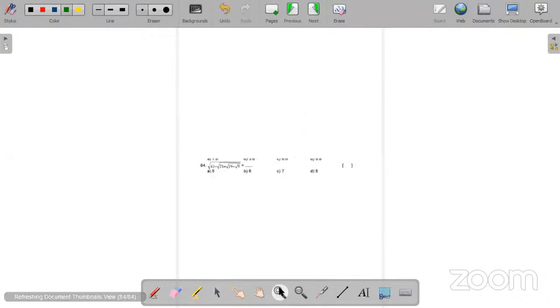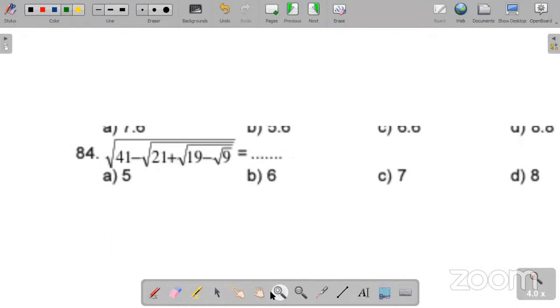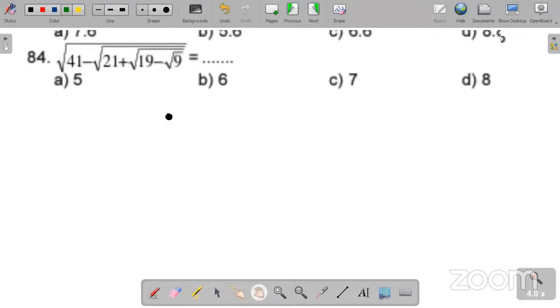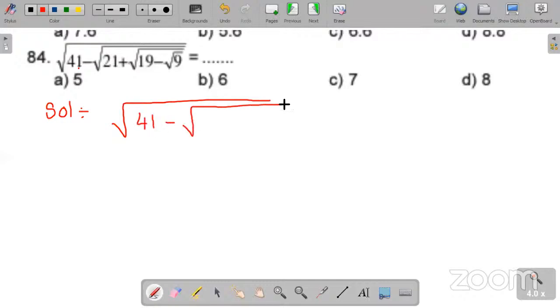So let us discuss one more problem. My dear students, check this question. Root of 41 minus root of 21 plus root of 19 minus root 9. I will read the question once again for your better understanding. Root of 41 minus root of 21 plus square root of 19 minus root 9.